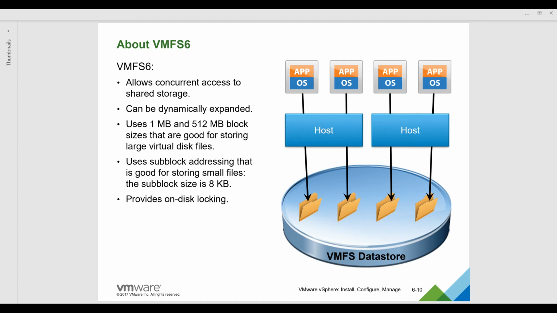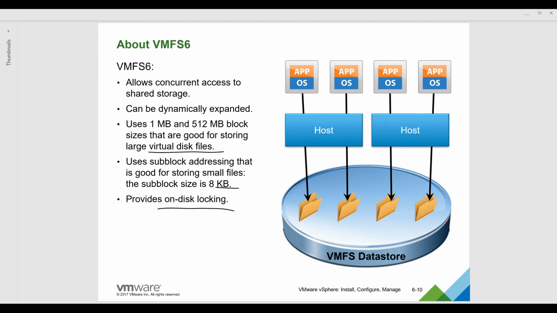Virtual Machine File System 6. Right. VMFS 6 allows concurrent access to shared storage. It can be dynamically expanded. It uses 1 meg to 512 meg block sizes, which are good for storing large virtual disk files. And it uses sub-block addressing that is good for storing small files, such as 8 kilobytes, and provides on-disk locking.